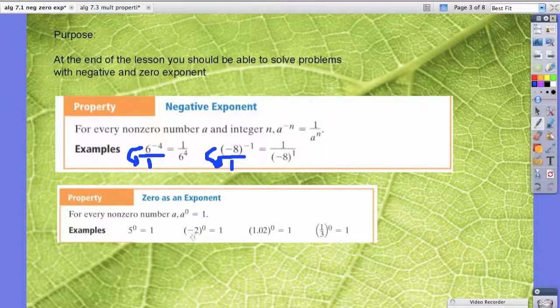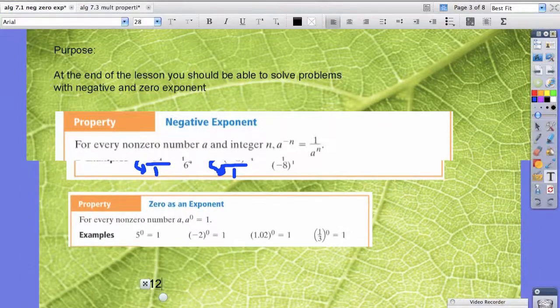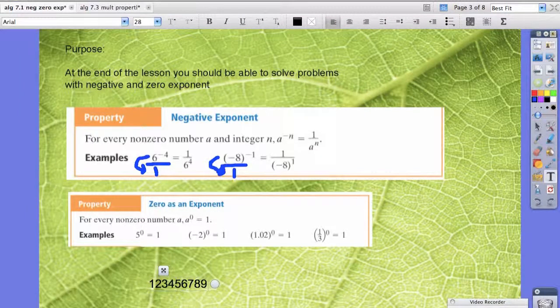So again, negative 2 to the 0 power equals 1. 1 and 2/100ths to the 0 power equals 1. And to overemphasize this even more, 123456789 to the 0 power equals 1. Hopefully you're getting the idea.